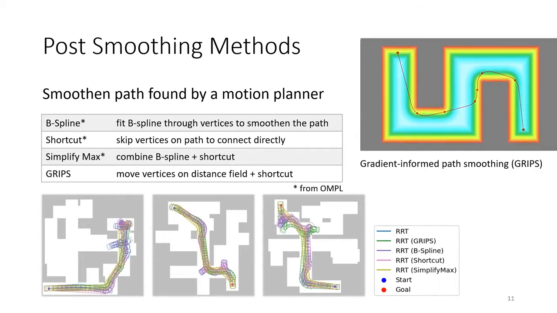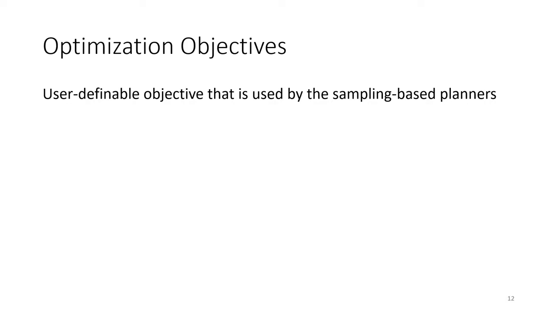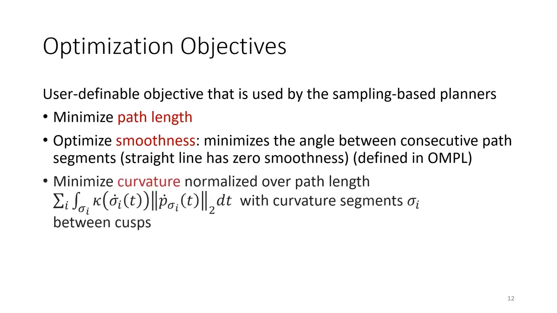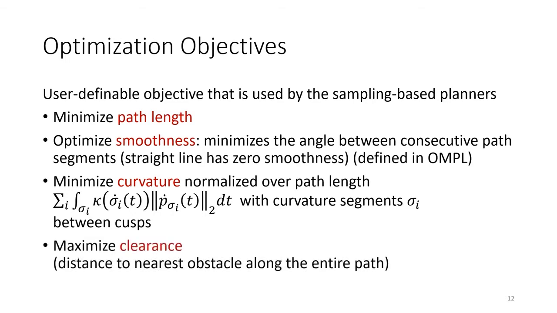By default, the motion planners try to minimize the path length while searching for a feasible solution. Optionally, the user can also select other optimization objectives, such as smoothness, where the angle between consecutive path segments is kept as small as possible. Another objective is the curvature normalized over path length, which minimizes the curvature of the path segments between path discontinuities, also known as cusps. Finally, the clearance can be maximized, so that the distance to the nearest obstacle at each point on the path is as high as possible.